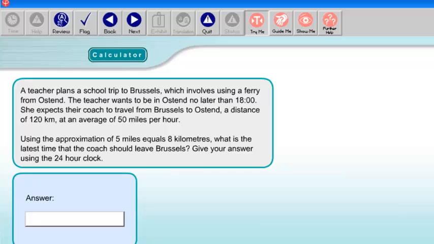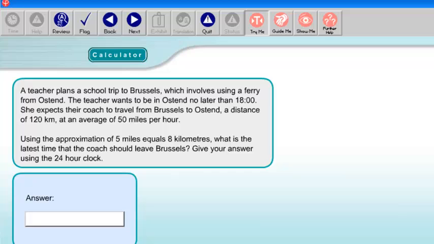Question 12, another wordy one, so let's have a read. Teacher plans a school trip to Brussels involving a ferry. The teacher wants to be in Ostend, the location, no later than 1600 hours. She expects the coach to travel from Brussels to Ostend, which is a distance of 120 kilometers at an average speed of 50 miles per hour. Using the approximation 5 miles is 8 kilometers, what is the latest time that the coach should leave Brussels? Give your answer using the 24-hour clock.